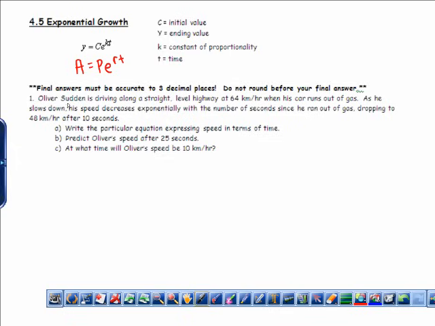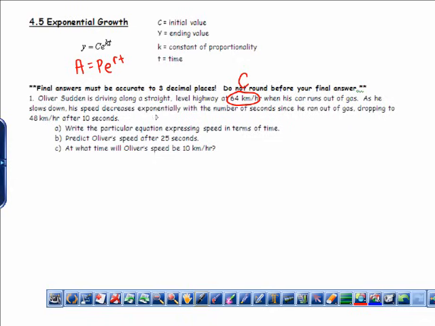All right, on this first problem it says Oliver Sudden is driving along a straight level highway at 64 kilometers per hour when his car runs out of gas. So here is his initial value. I'm going to label that as C. It says as he slows down, his speed decreases exponentially.